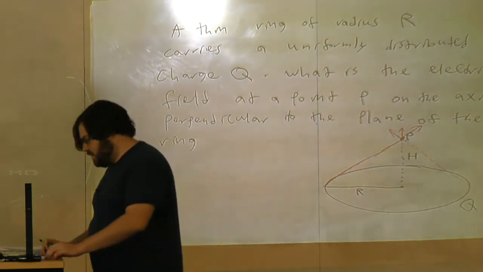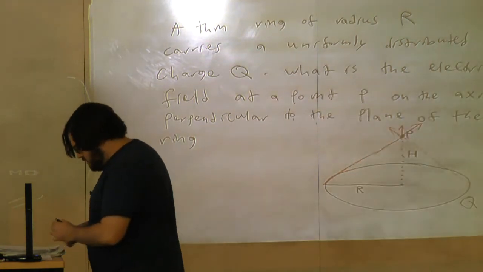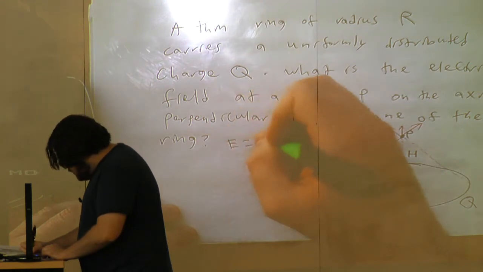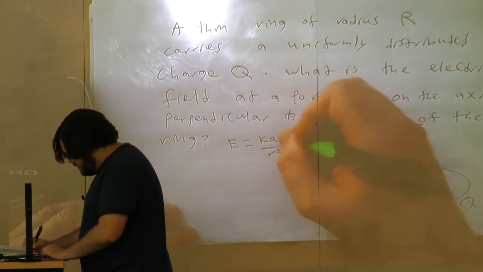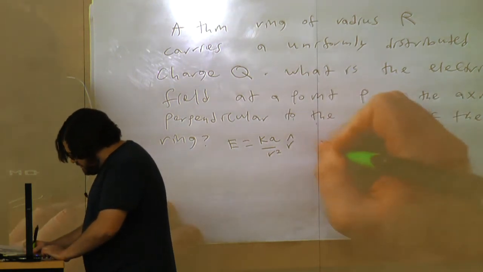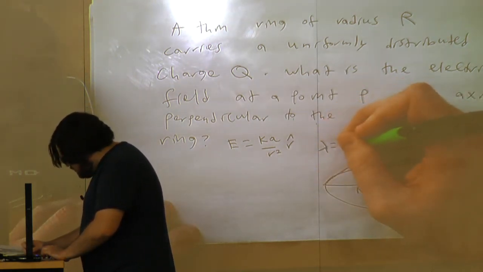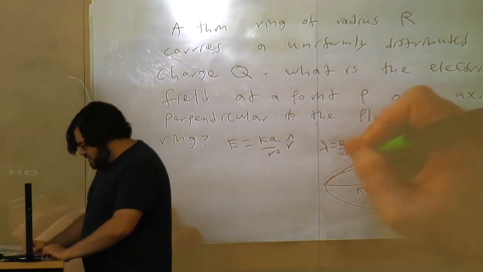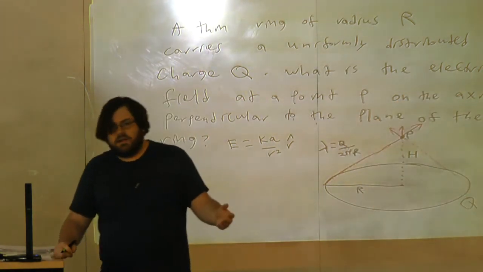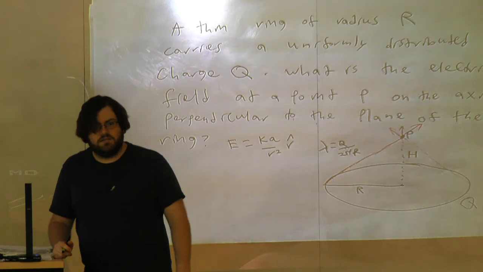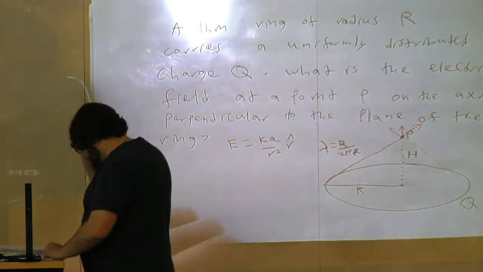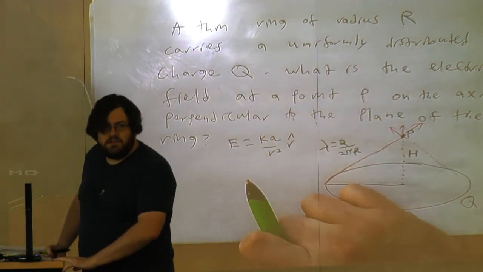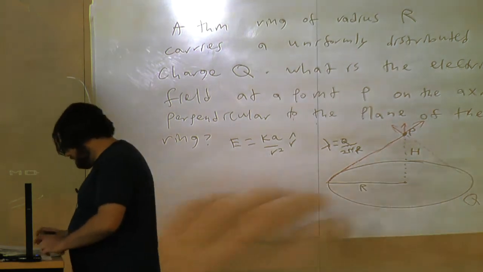Okay? So we start with the knowledge that E equals KQ over R squared times R hat. And the knowledge that lambda equals Q over 2 pi R. Now that comes from the fact that lambda equals Q over L, but we know how to calculate the length of a circle. It's 2 pi R, it's the circumference of the circle. Okay, so far we don't have numbers for these things, but we have known quantities that we can substitute in.